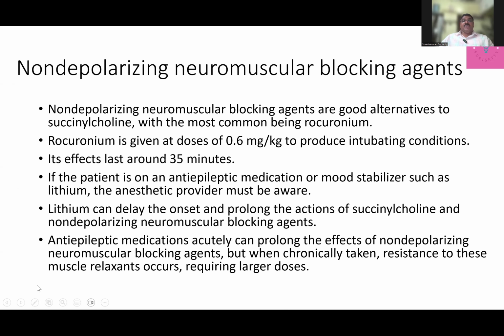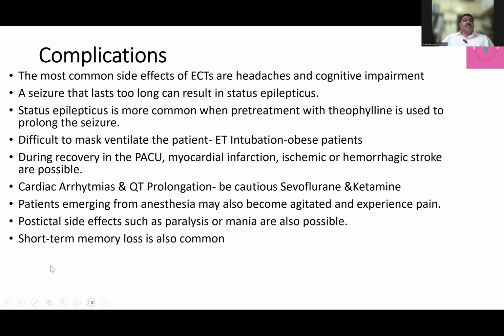Among non-depolarizing neuromuscular blockers, rocuronium can be used as a short-acting option. The rocuronium dose is 0.6 milligram per kg, and its effect lasts for around 35 minutes. Sugammadex is also available: if in an emergency you have to reverse the blockade, we can use sugammadex when using rocuronium. Complications: the most common side effects of ECT are headache and cognitive impairment.